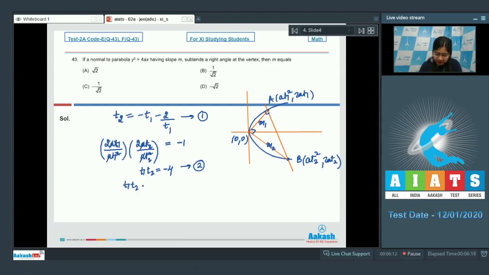We get T1 T2 is equal to minus T1 square minus 2. T1 T2 is minus 4. So T1 square is equal to 2, which means that T1 is equal to plus minus root 2. Now we know that here M will be equal to minus of T1. So this is again equal to plus minus root 2. So from the given options, option number A and D are correct.